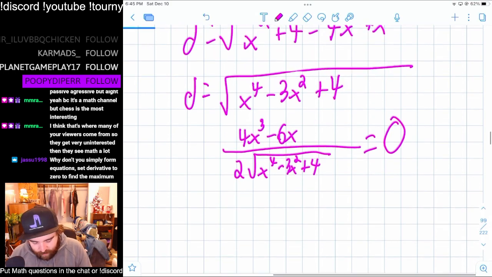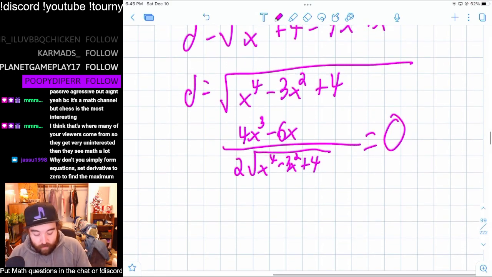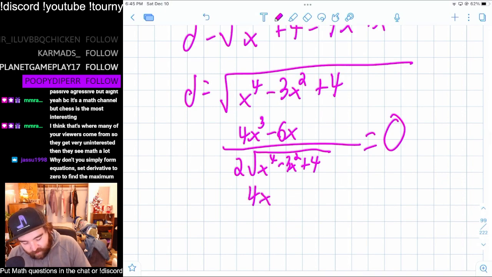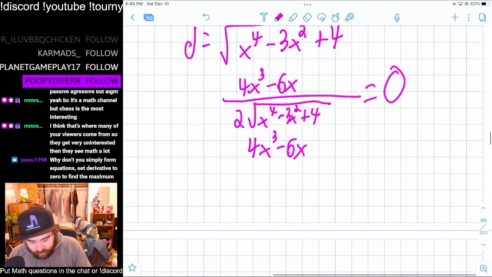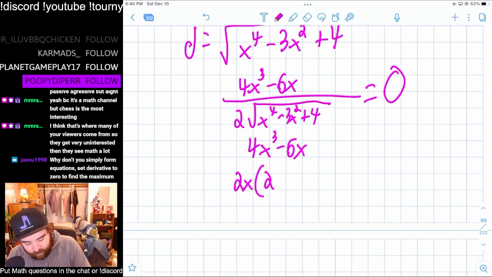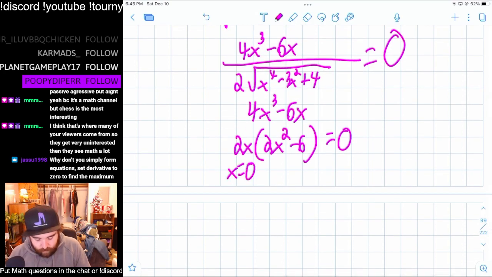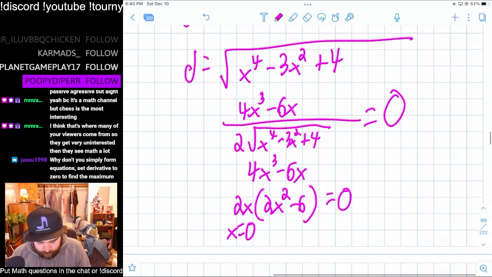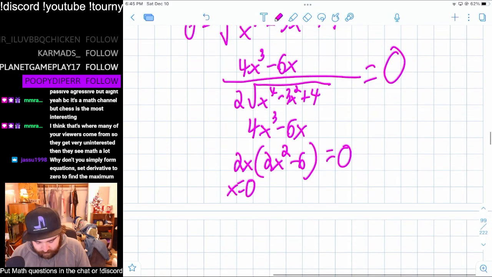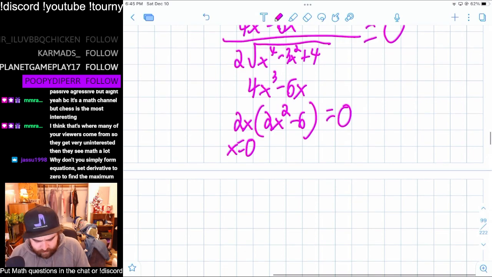So we're going to multiply both sides by the bottom. I could cancel out the 2, but I don't really need to. Yeah, I'll factor out the 2. And that's left with 2x squared minus 6 equals 0. So we get either x equals 0, which doesn't make sense. Or does that not make sense? I don't know. We'll say x equals 0.